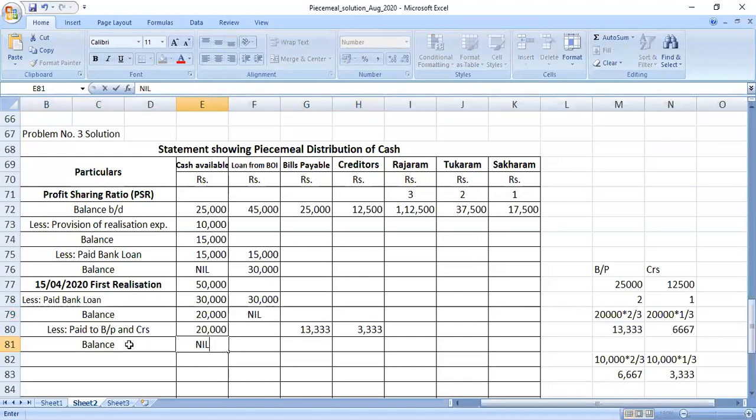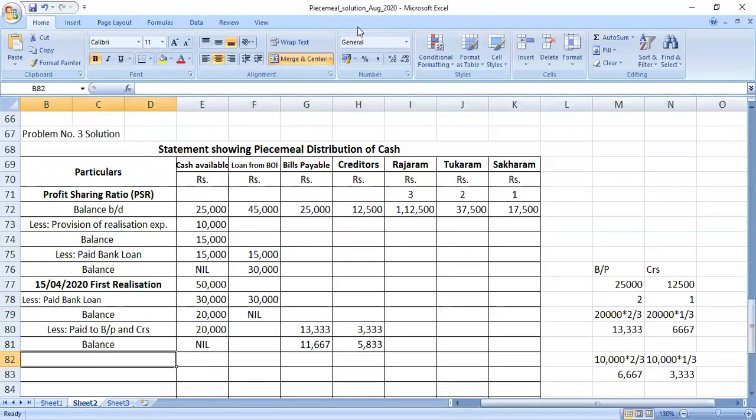There is no cash available, nil. What about the bills payable due? Bills payable due 11,667 and creditors due 5,833. We got the balance also. After this payment, we don't have any balance.